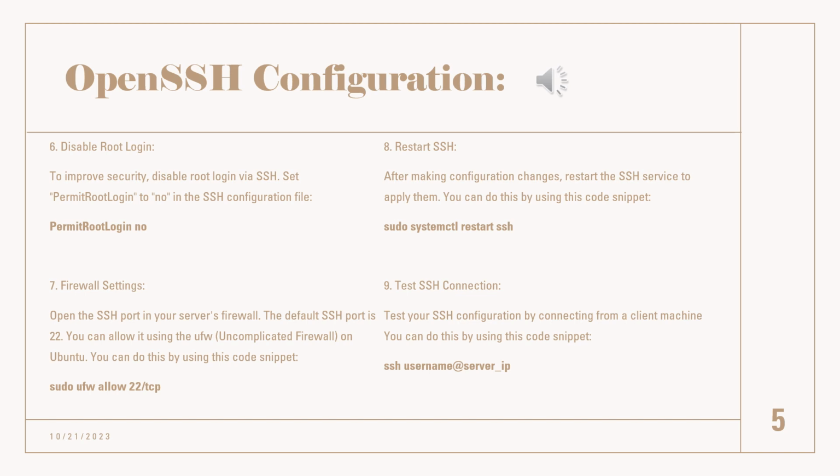OpenSSH configuration continued. 6. Disable root login. To improve security, disable root login. 7. Firewall settings. Open the SSH port in your server's firewall. The default port is 22. You can allow it using UFW on Ubuntu. 8. Restart SSH. After making configuration changes, restart the SSH service to apply them. 9. Test SSH connection. Test your configuration by connecting from a client machine. You can do this by using the following.